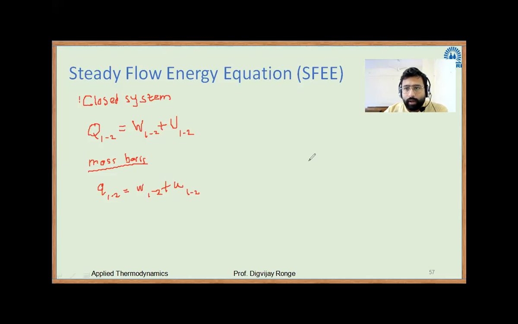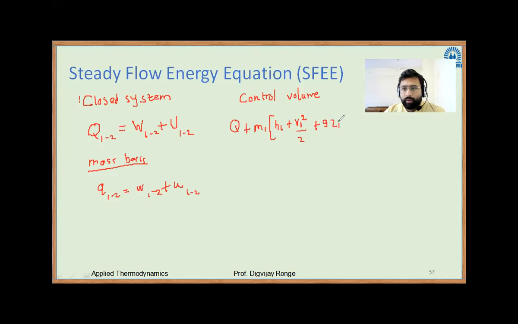Now next, here it is writing this SFEE equation for control volume. For control volume, that means for a flow system where mass can enter, mass can go out, energy can enter and energy can go out. So for control volume, what is the equation? In the last lecture I told you about control volume. That equation will be: capital Q plus mass flow rate M1 into, in bracket, enthalpy H1 plus V1 square by 2 plus g Z1.